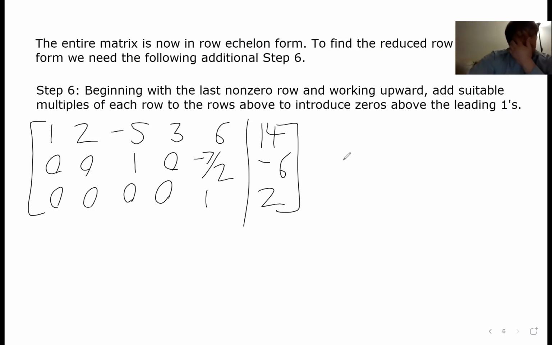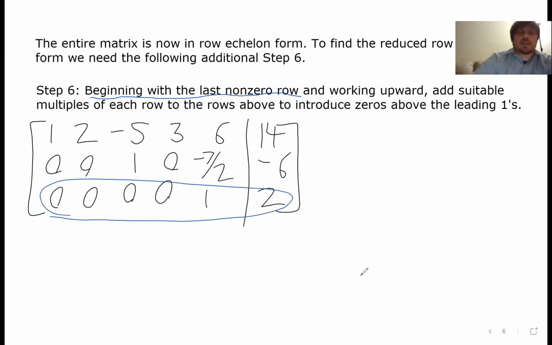Okay, so this was the matrix at the end of step 5, right? And it's in row echelon form. So for step 6, we're going to work from the bottom up, beginning with the last non-zero row. So the last non-zero row is this one right here. Add suitable multiples of each row to the rows above to introduce zeros above the leading ones.